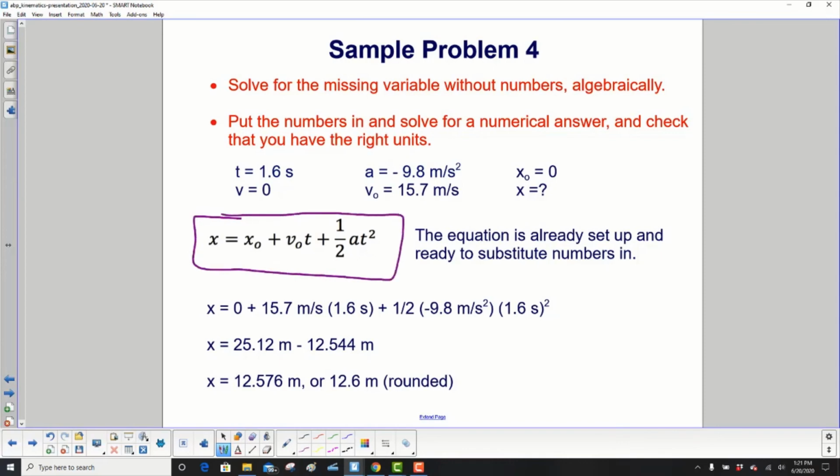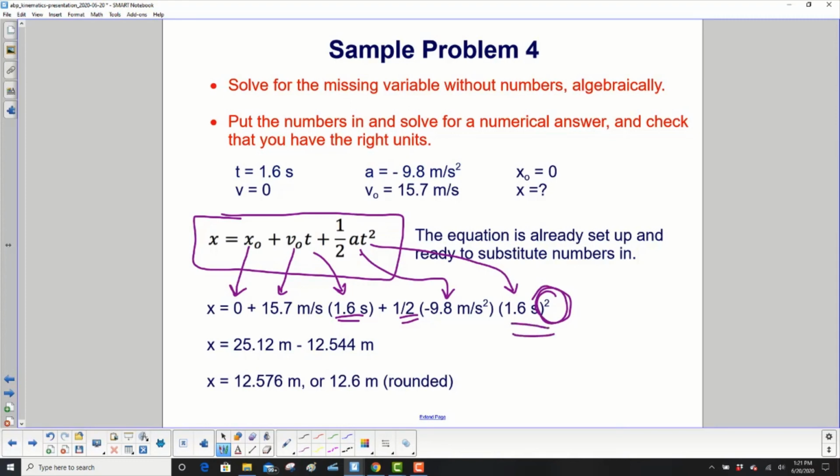So what do we plug in? Initial height is 0. Here's our initial velocity that we solved for in the first part of the problem. Here's our time. Then over here, here's a negative 9.8. And there's a half there, don't forget that. And then here's t what? It's t squared. Do not forget to square that term. So we have one time here that's not squared and a time squared over here.